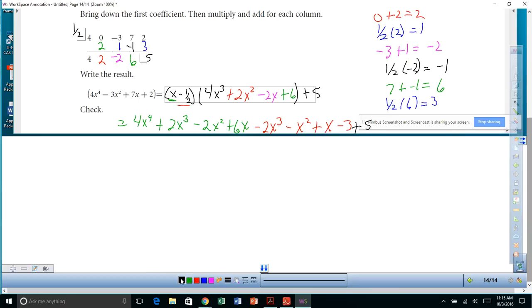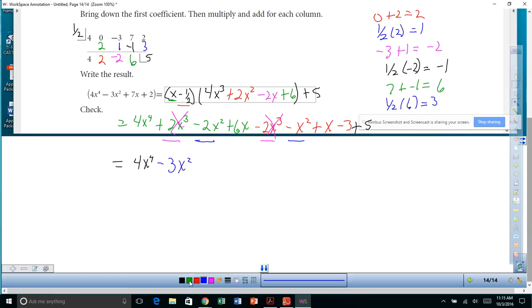So let's see, what do we got here? 4x to the 4th, that's all we got. So it equals 4x to the 4th. Good. And let's go over here. We've got plus 2x cubed minus 2x cubed. So those will cancel out. X cubed cancel out. Good. And now you got minus 2x squared minus x squared. Any other x squared? Nope. So that's going to give you minus 3x squared.